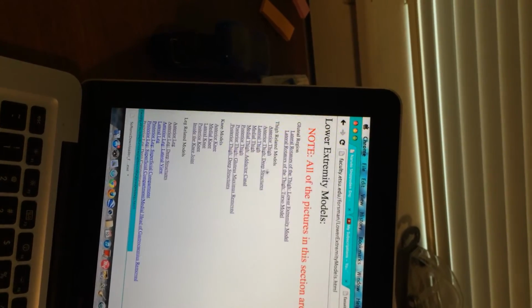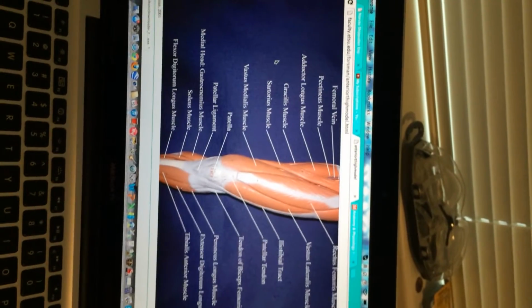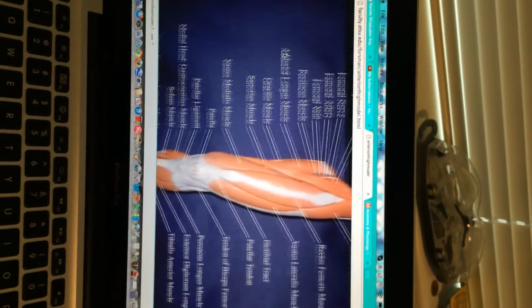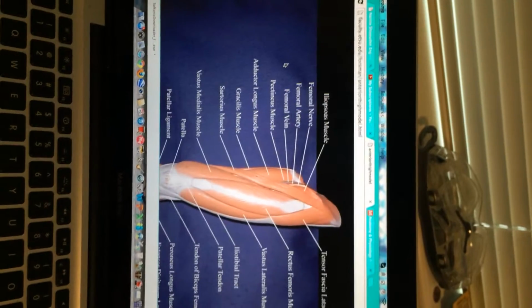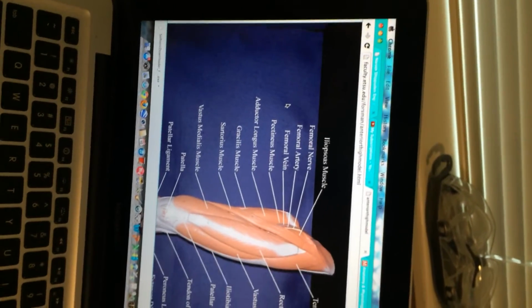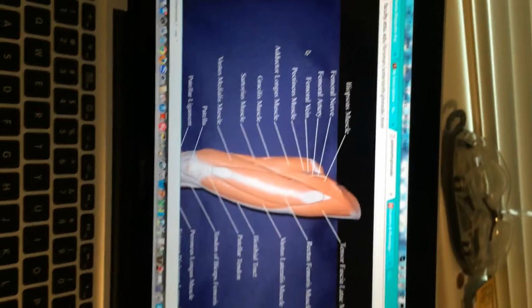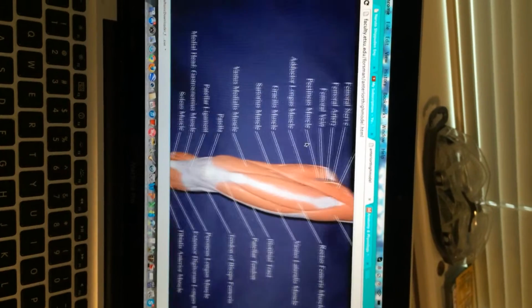So let's go to lower extremities and then anterior thigh. Here we have the anterior thigh, all the muscles that are there superficially, and all the muscles are labeled, so you can look at this whilst looking at the leg model itself. You can have a hands-on experience and actually know what you're looking at rather than having to figure it out yourself. So this is a good study material for that.